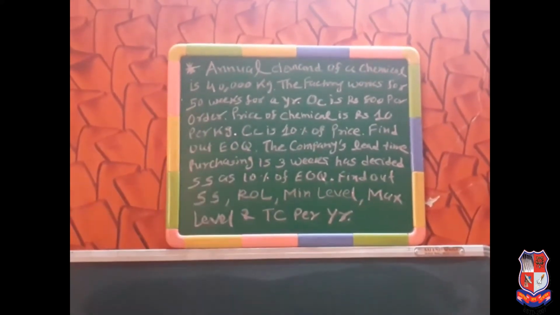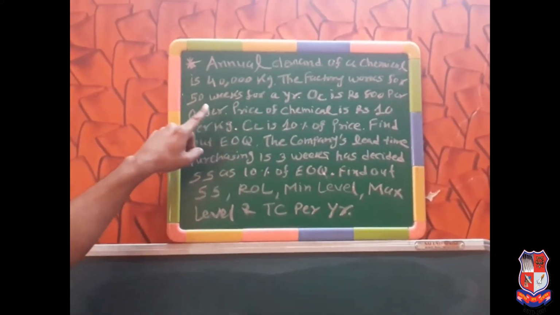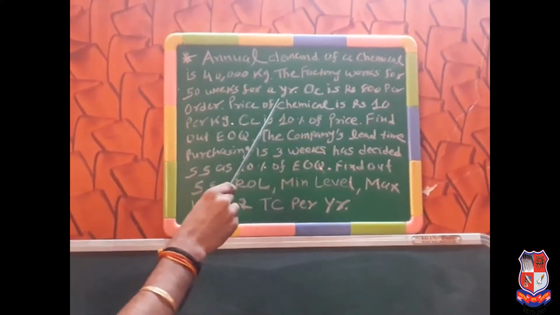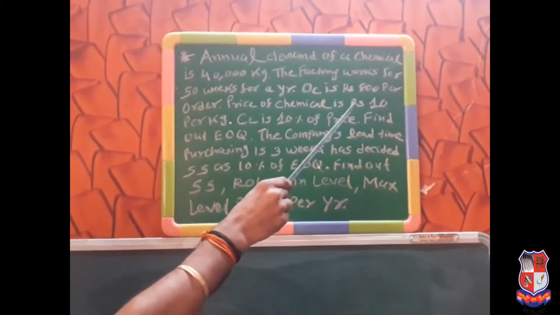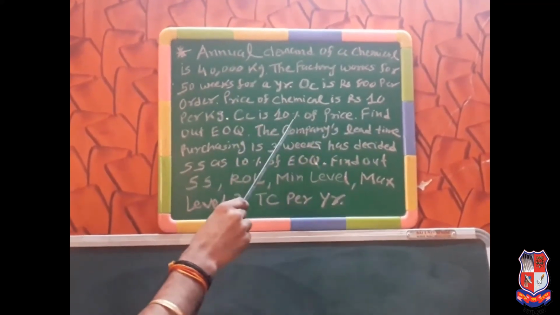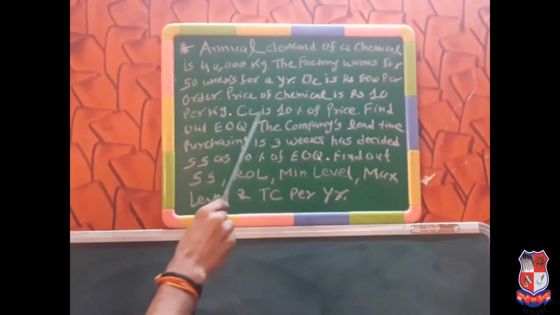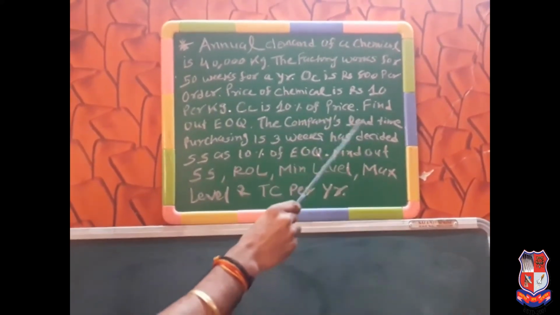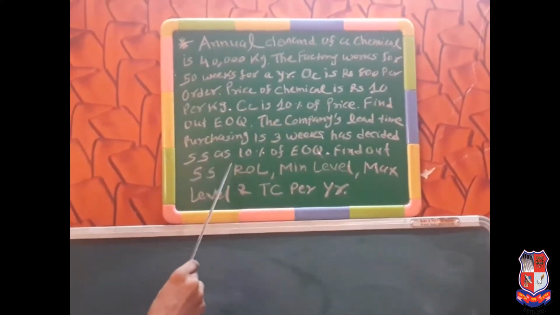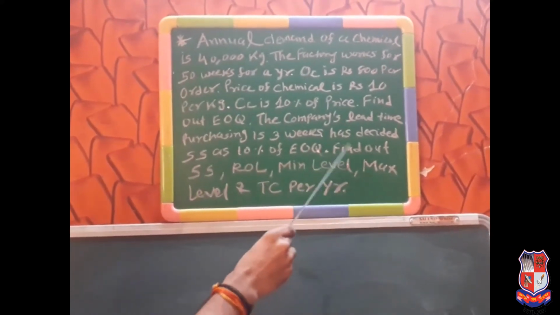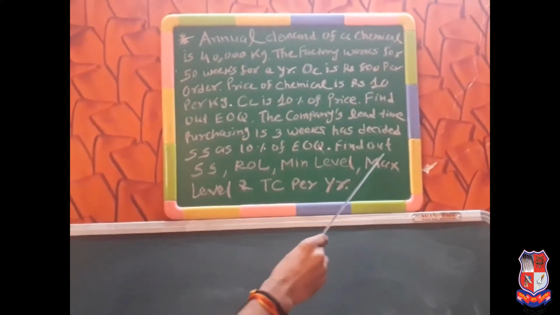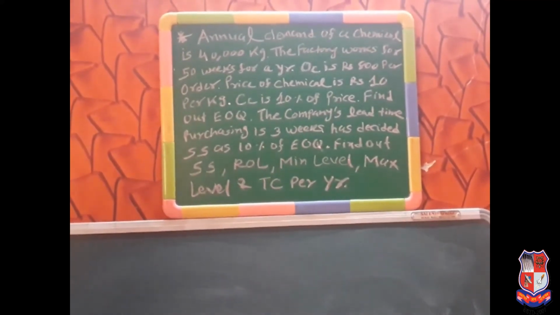The example definition is: annual demand of a chemical is 40,000 kg. The factory works for 50 weeks in a year. Ordering cost is 800 per order. Price of chemical is rupees 10. Carrying cost is 10% of price. Find out EOQ. The company's lead time for purchasing is 3 weeks. It has decided safety stocks as 10% of EOQ. Then find out safety stocks, reorder level, minimum level, maximum level and total cost per year.